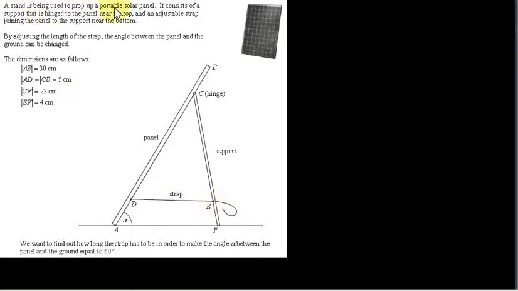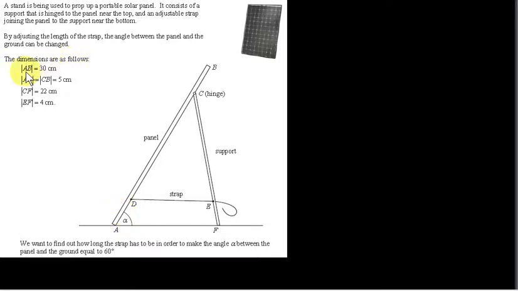A stand is being used to prop up a portable solar panel. It consists of a support that is hinged to the panel near the top and an adjustable strap joining the panel to the support near the bottom. By adjusting the length of the strap, the angle between the panel and the ground can be changed.